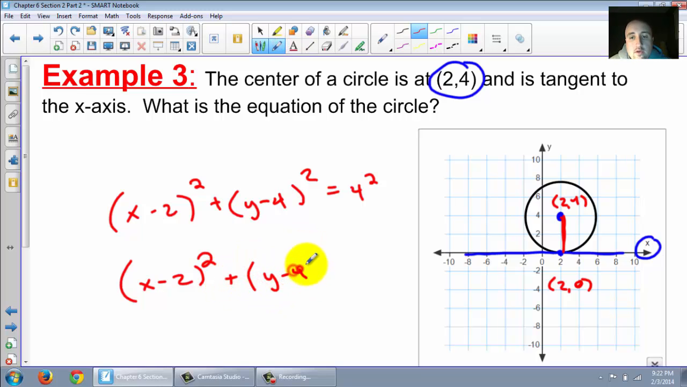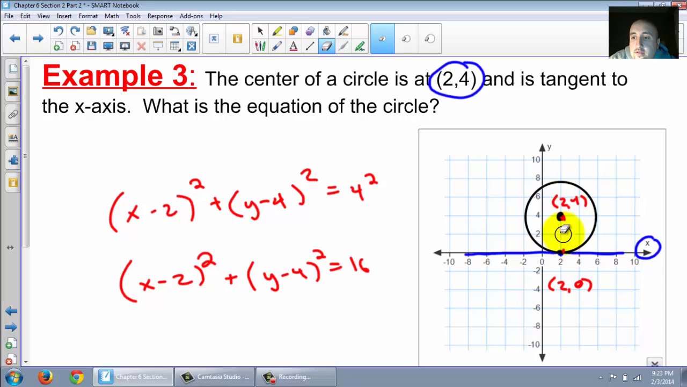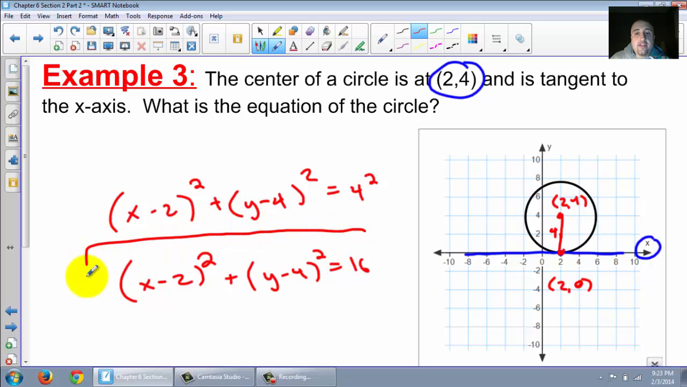Okay, so let me erase a little bit in here to give you a better idea of what I mean by this. All right, so our center is here. So how far is this? This is 2, and this would be another 2, so that gives us a radius of 4. So 4 squared is 16. There is my final equation.